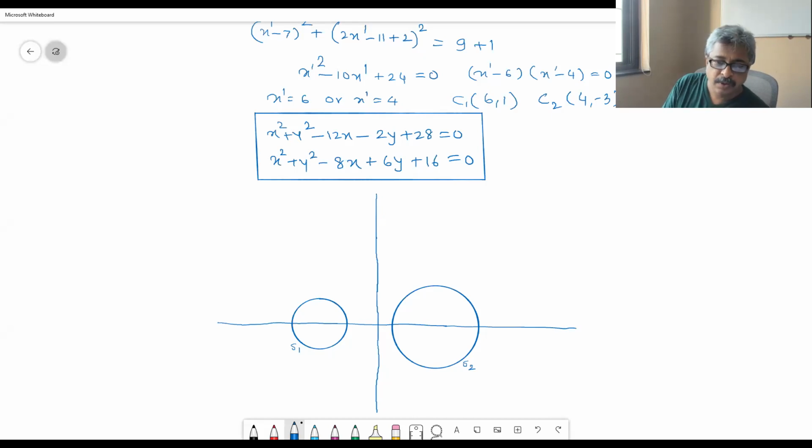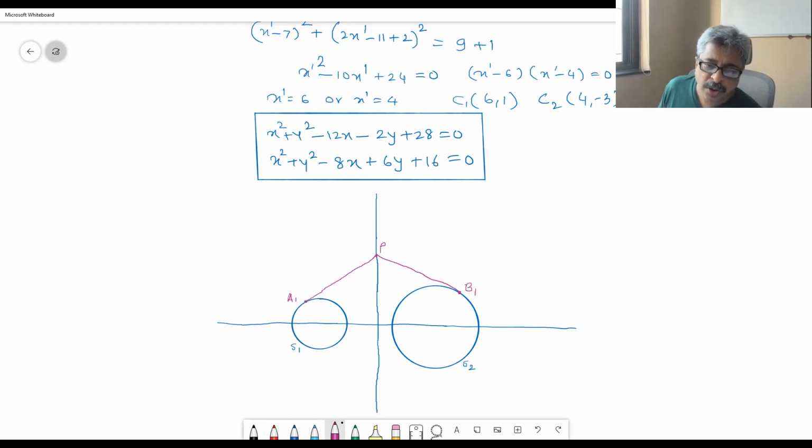Let us, if we pick any point on the radical axis, what is so good about this point? That its length of tangent from S1 is exactly the same as the length of tangent from S2, right? Let us note this. This is P, this is A1, this is A2. Let me call this B1.